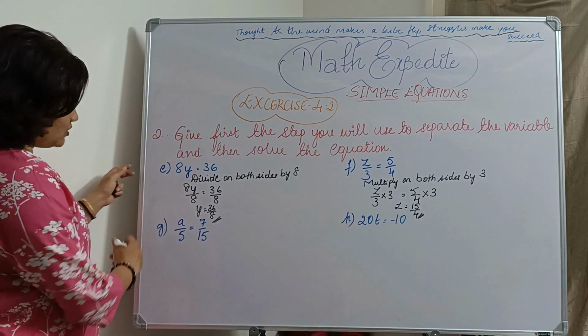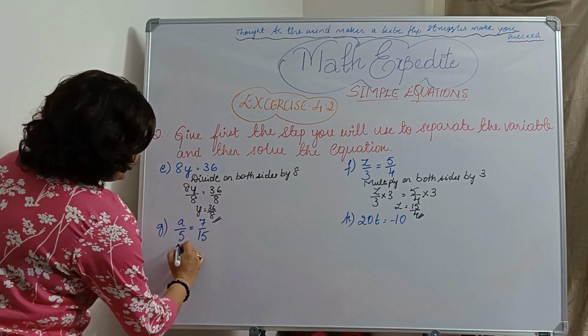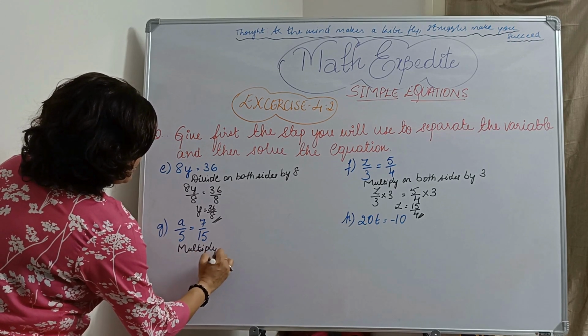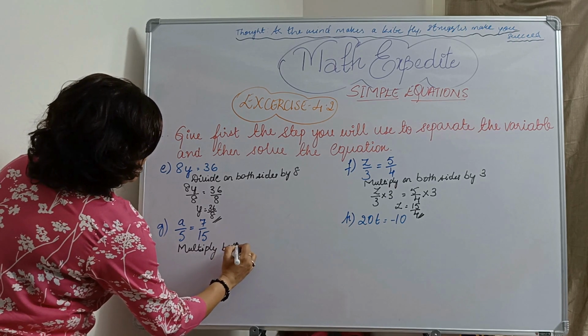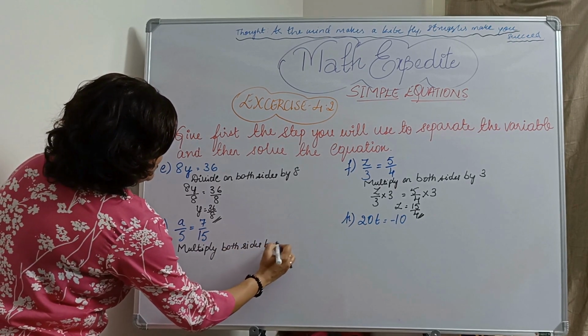So next one. a by 5 equals 7 by 15. Here we will multiply both sides by 5.